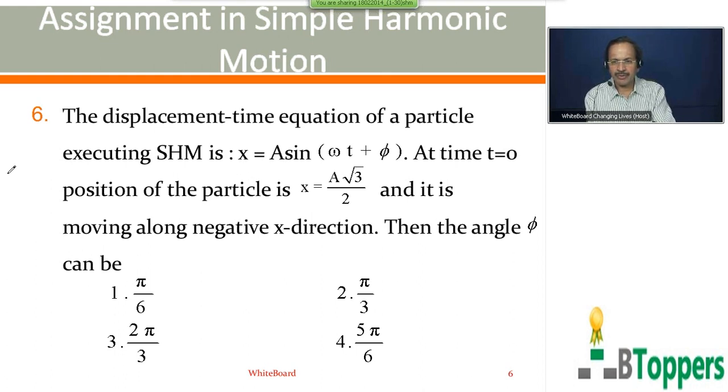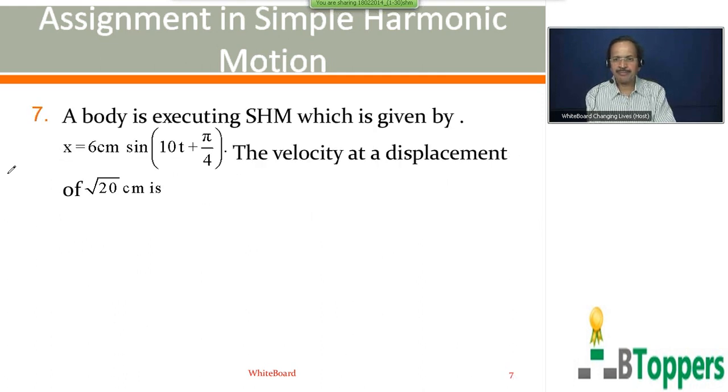So next I am going to show you the next question on screen. Look at the question number 7. The body is executing simple harmonic motion which is given by x equals 6 centimeter into sine (10t plus pi by 4). The velocity at a displacement root 20 centimeter is, of course you understood that t is time in seconds.